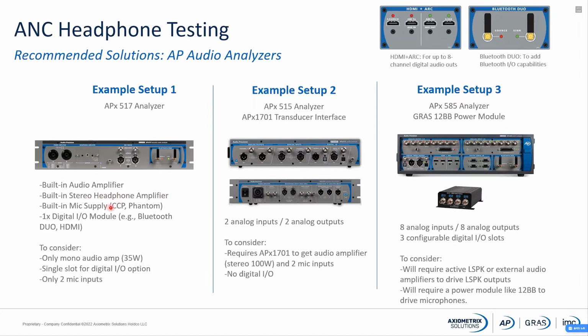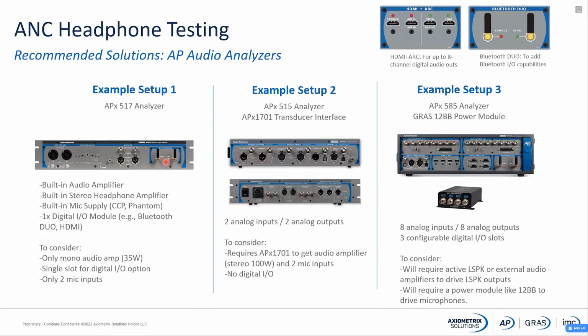We have a built-in microphone supply, and this is great because we can take the outputs of the test fixture and connect them directly into the analyzer without the need for any other external equipment. We can provide CCP power supply or also +48 V phantom power. And then we also have one slot over here for digital input and output modules. In this case, it's configured with a Bluetooth module, but you can use other modules such as digital serial or HDMI and many others.